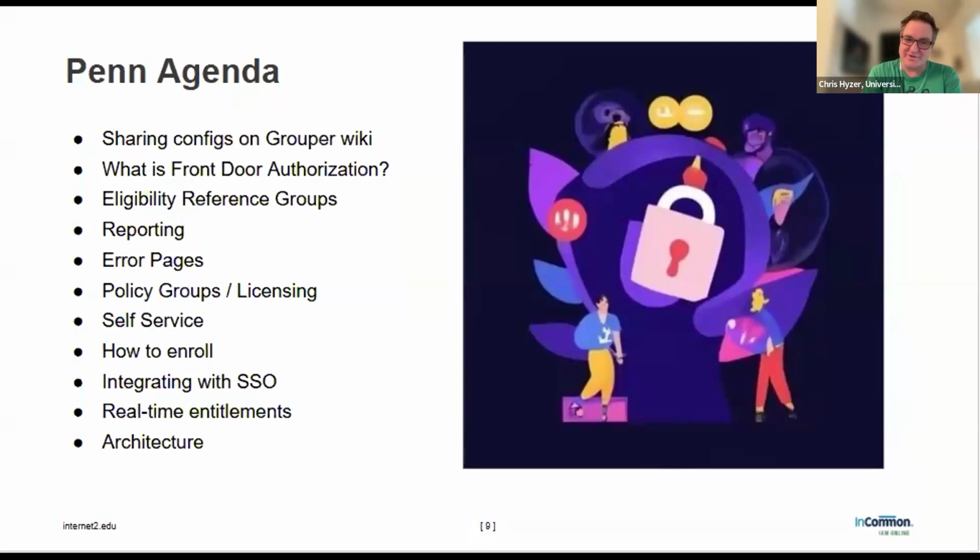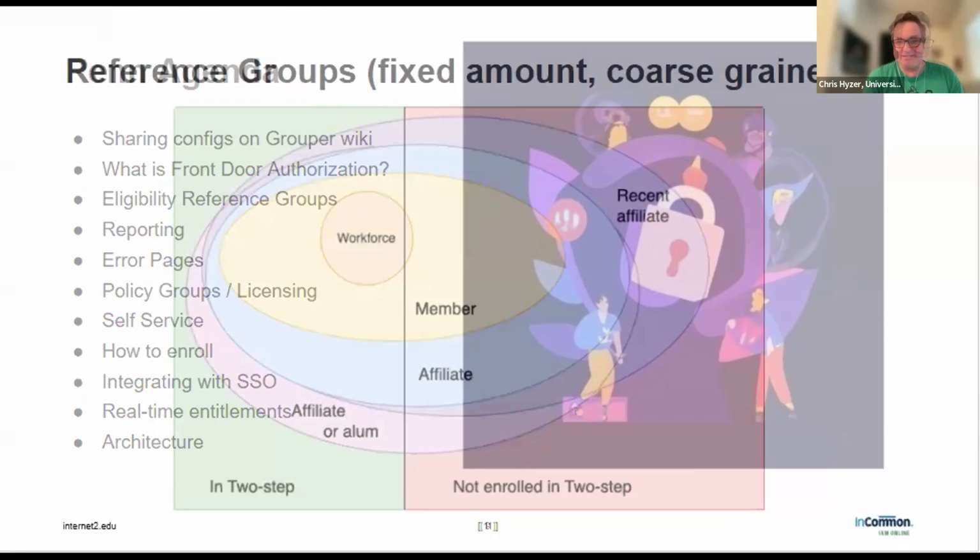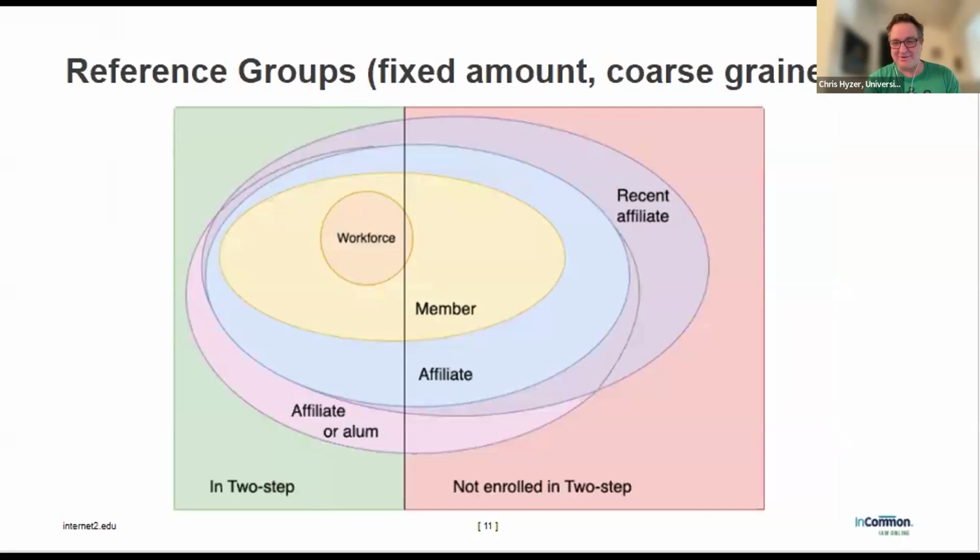But we're going to talk about what front door authorization is, across all 3 institutions. At Penn, how we did our reference groups, how we report on things to make sure things are good, the error pages people see, and then specific policy groups that could be used for licensing, and how people can self-service their configuration and role, and a little bit of detail about how this integrates with SSO and architecture. Next slide. Skipping that, there's a video if you want to see what we did at Penn for marketing to try to get this out at Penn.